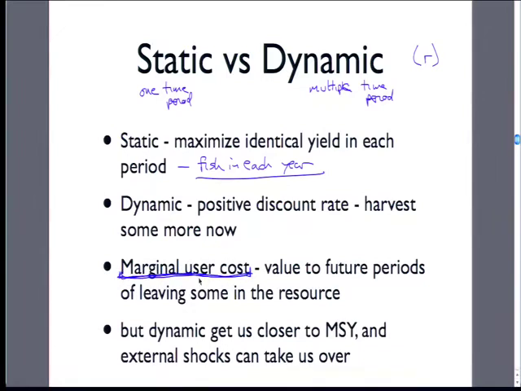So if we harvest everything in the current time period, then we are imposing this marginal user cost if we don't leave some to be consumed in future time periods. So there's some value of leaving some of the resource for future time periods. This marginal user cost, like we said before, is a way to balance across time periods.